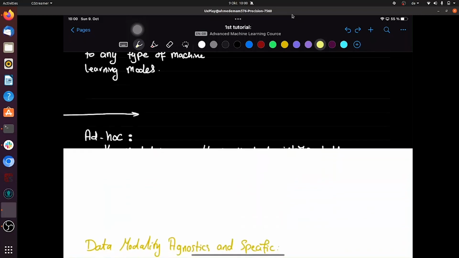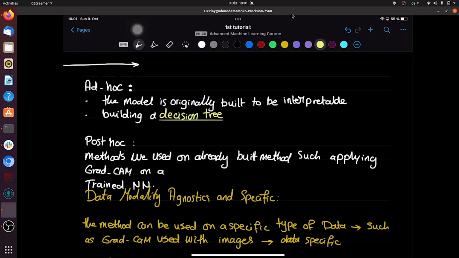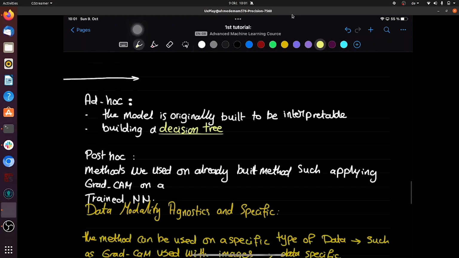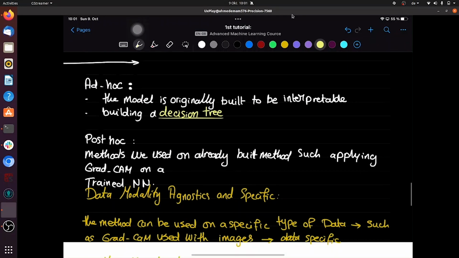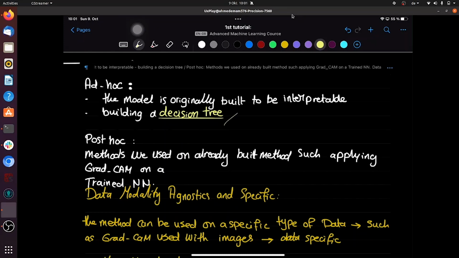Alright, so let's go to another comparison, between ad hoc and post hoc. You're going to see this a lot. If you have an ad hoc explanation method, this means that the model is originally built to be interpretable, and you don't need to put a lot of effort into explaining its decision because it's already built to be explainable. An example for this is a decision tree, as we have seen before, and also linear regression and logistic regression.